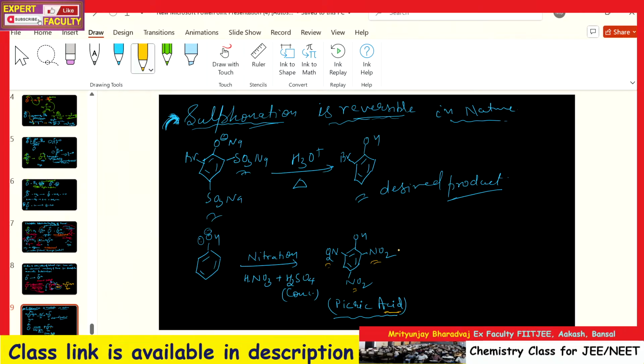So what is the role of this NO2? Can you give a one-liner for the role of NO2 in increasing its acidic strength? Sir, it's electron withdrawing. Yes, it is electron withdrawing. So when negative charge appears, very good, electron withdrawing.